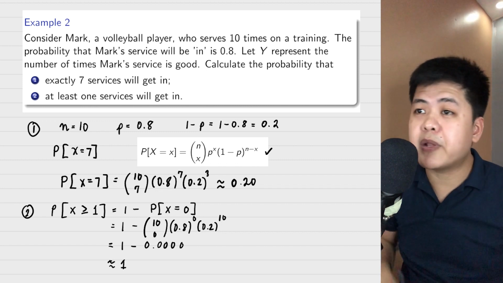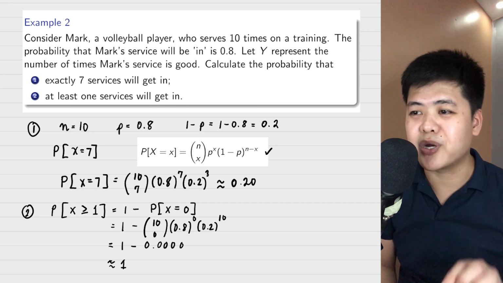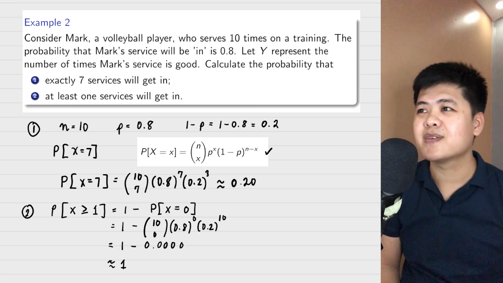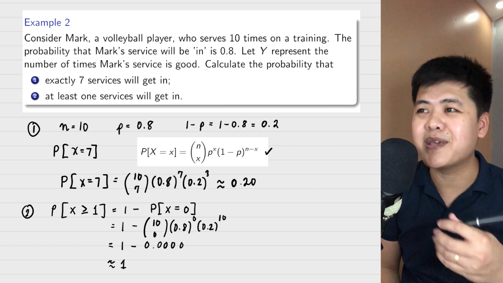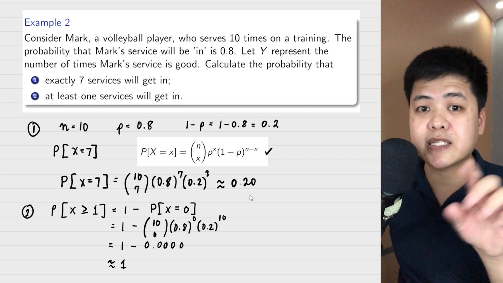So ibig sabihin nun, the probability of getting at least 1 service will get in is almost a sure event. Okay? So sure ka na may papasok si Mark na service, at least 1 service. So it's a sure event. So that's for example number 2.